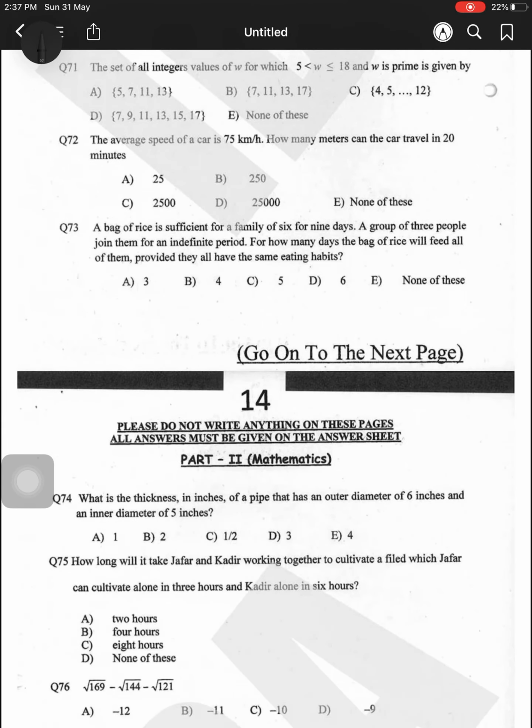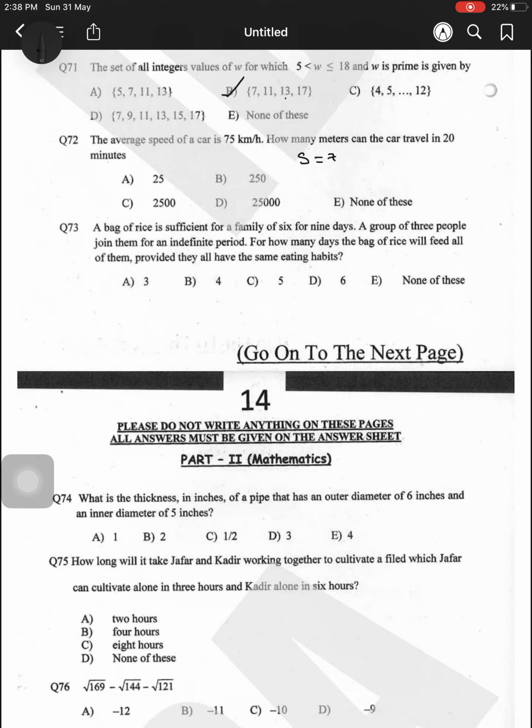Okay, in this next question, he's talking about W as a prime number. A prime number is a number that comes in the table of 1 and its own table and does not come in any other table. So 7 is a prime number, 11 is a prime number, 13 is also a prime number, and 17 is also a prime number. It cannot be A because it's talking about between 5 and 18, not equal to 5. Okay, so it's going to be B.